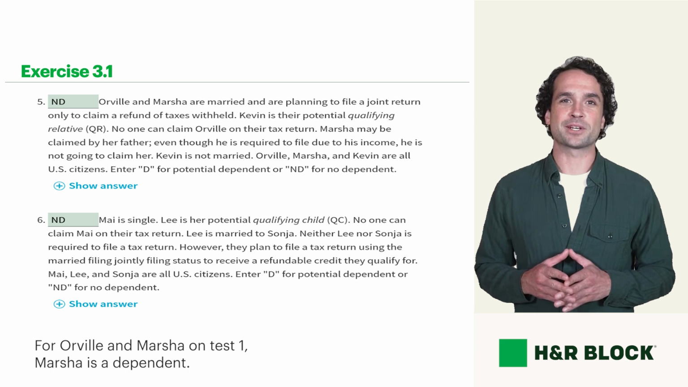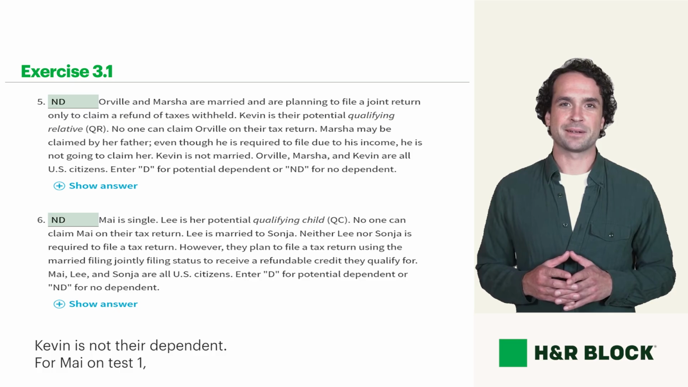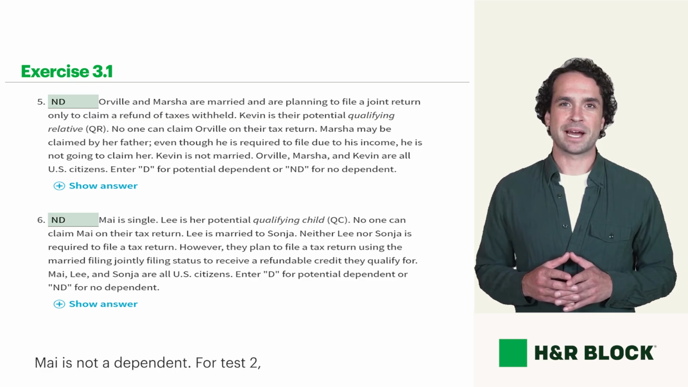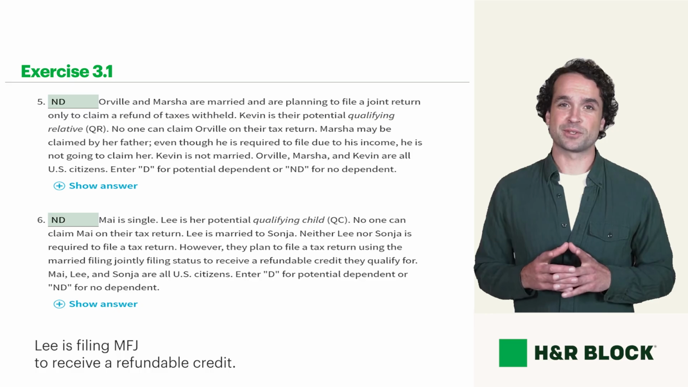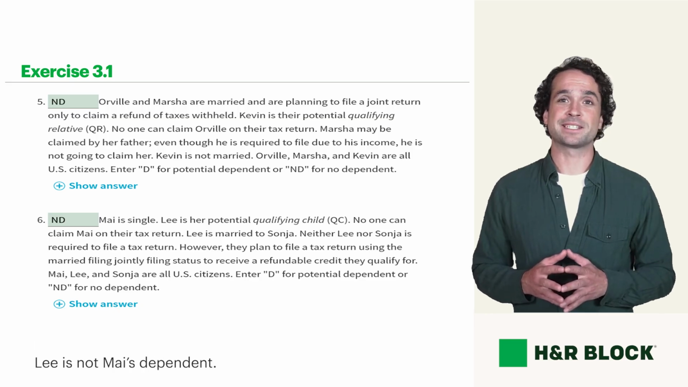For Orville and Marcia on test 1, Marcia is a dependent. The first test is failed. Kevin is not their dependent. For May on test 1, May is not a dependent. For test 2, Lee is filing MFJ to receive a refundable credit. The second test is failed. Lee is not May's dependent.